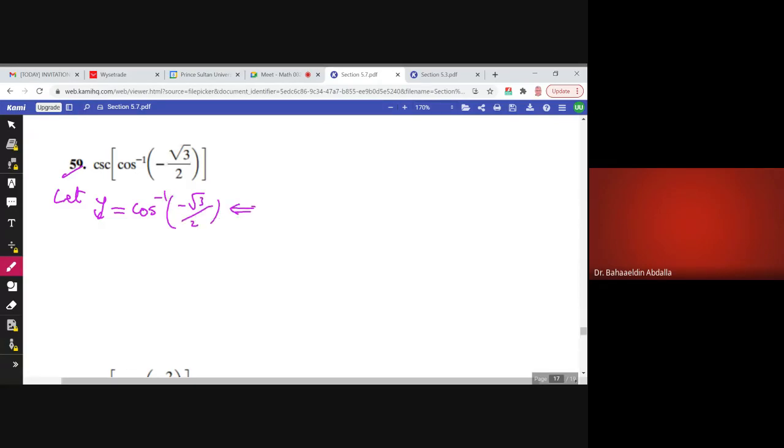I leave this for you, or let me do it for you. Okay, let me also do this one. Again, same steps. Let y equals cosine inverse negative square root of 3 over 2. This is if and only if cosine y equals negative square root of 3 over 2. Y is in the domain of cosine. So y is from 0 to pi. Let us sketch the graph.